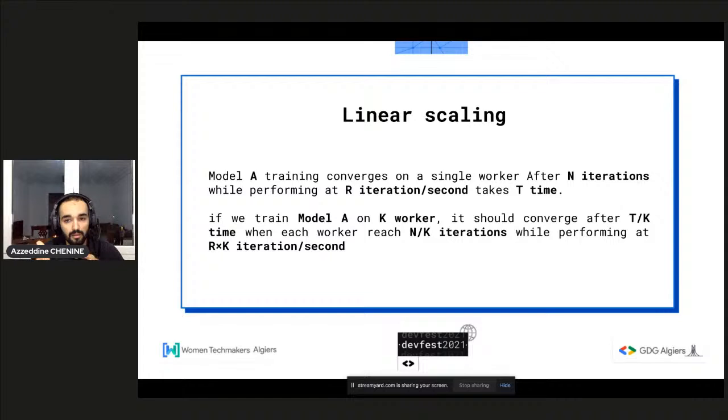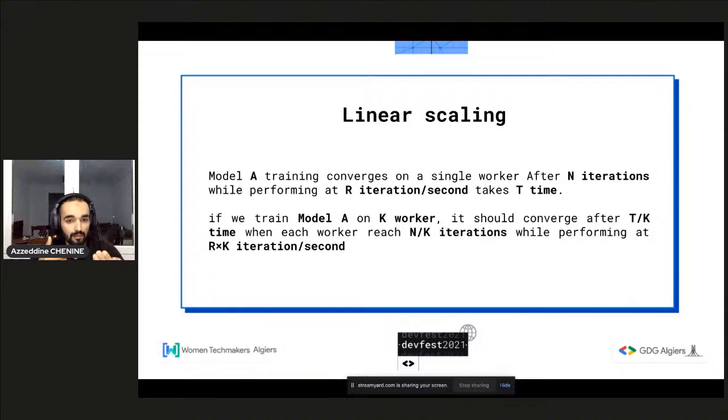t, it should converge after t divided by k time. So since you are parallelizing your workload, the convergence time should be t per k. And when each worker reaches n per k iterations, it should be performing at r multiplied by k iterations per second. So what we are saying now is that basically you will reduce the time needed to train. So you will converge at t per k time.